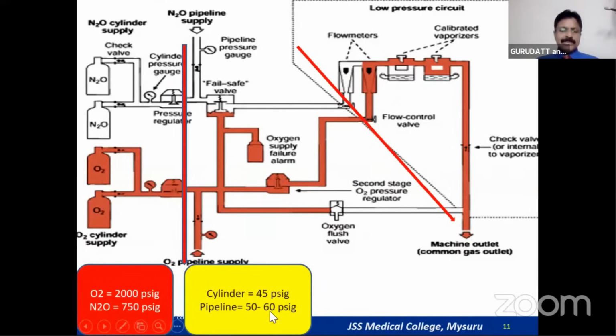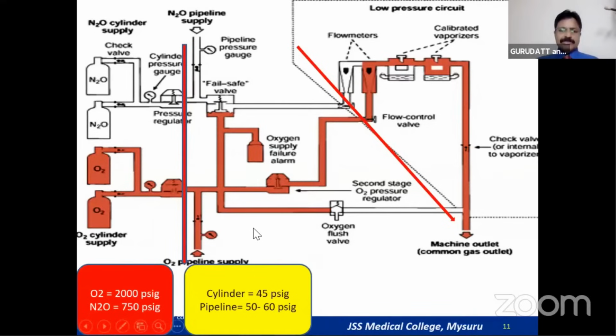So the pipeline pressure is 50 to 60 psig, whereas the cylinder pressures are reduced to 45 psig by the pressure regulators. Now, this is one common question that is asked. Suppose I'm using a workstation and have opened the cylinder for initially checking. I have forgotten to close the cylinder, and I have also connected the workstation to the pipeline system. So now when I start using the workstation, which gases are preferentially used by the workstation?